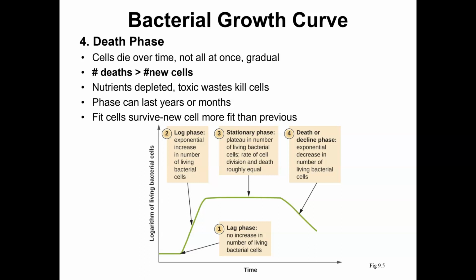Now, the length of time this takes is highly variable. It depends on how fit or tough the organisms are. This could be a matter of hours or it could be a matter of years. It really depends on the fitness of the organism in question. So, those are the 4 phases of any given bacteria's life cycle. Lag phase, log phase, stationary, and death. Perform this experiment with any species of bacteria, you're going to get those 4 phases.